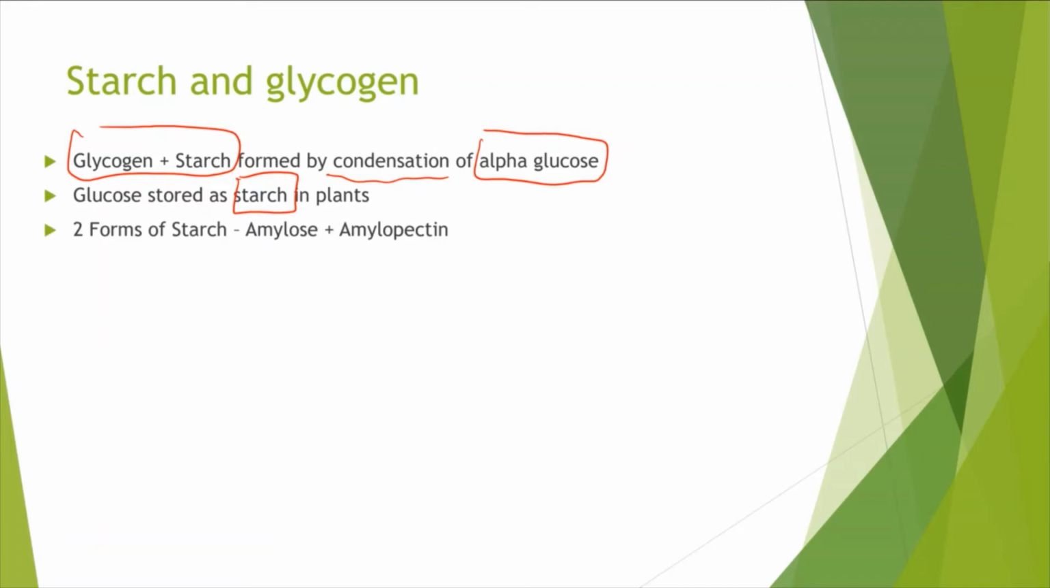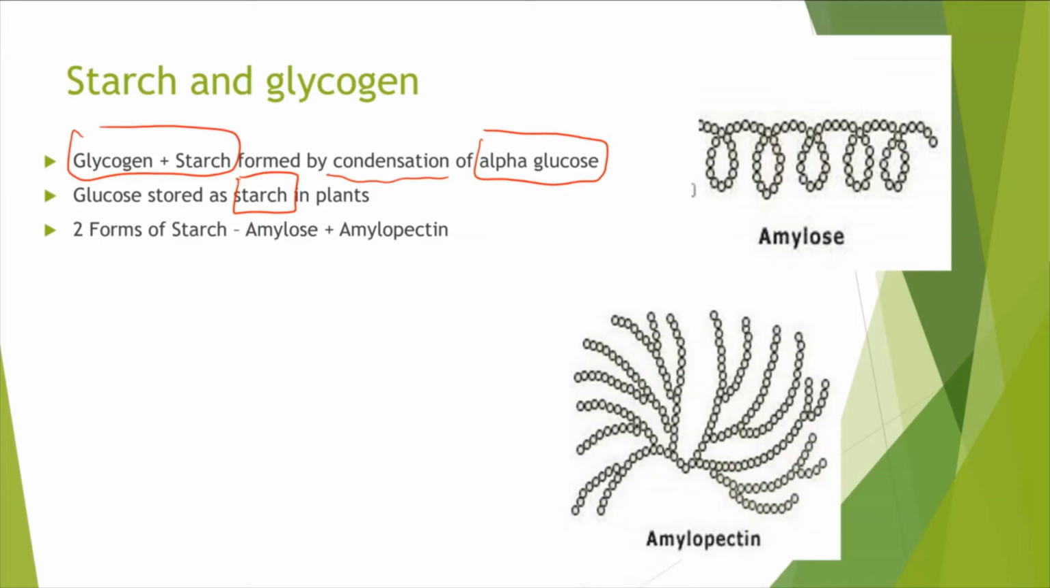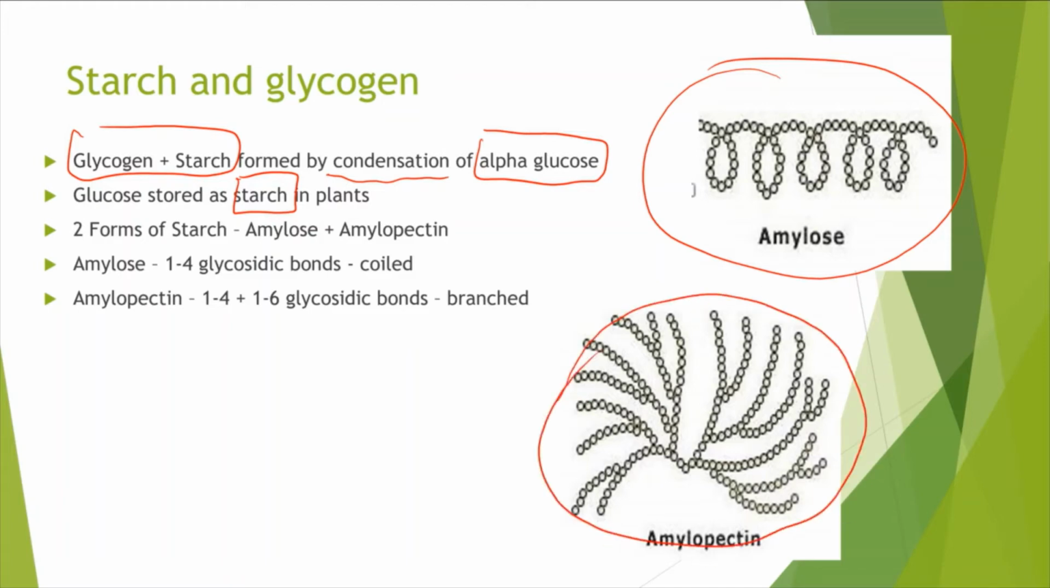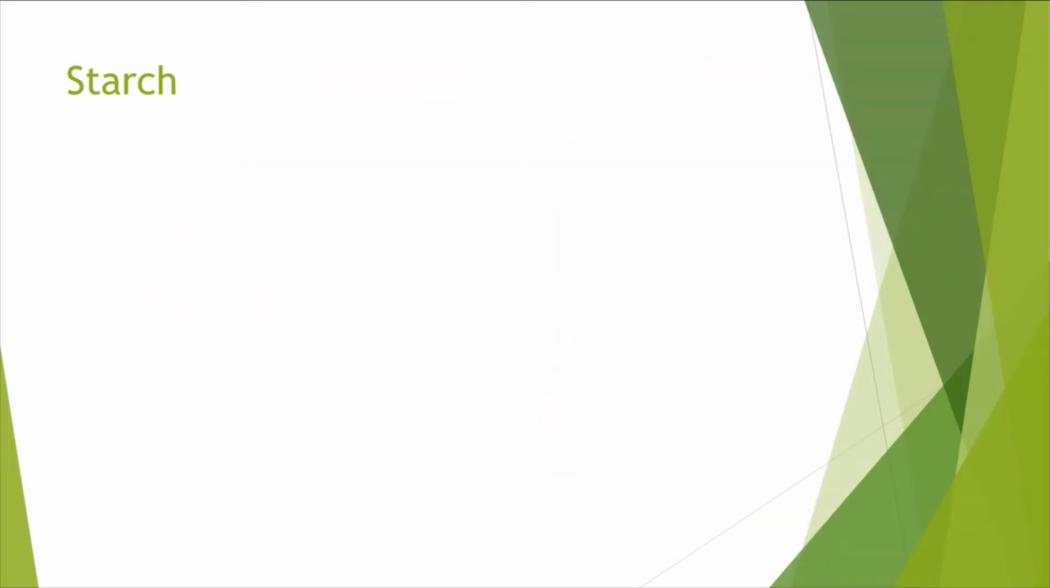And there are two forms of starch: amylose and amylopectin. Amylose has 1,4 glycosidic bonds, so it's coiled. But amylopectin has 1,4 glycosidic bonds as well as 1,6 glycosidic bonds. So it has two glycosidic bonds in each carbon. That's why it's more highly branched than amylose. So amylopectin is branched, whereas amylose is coiled.